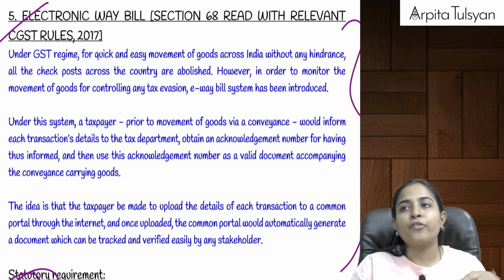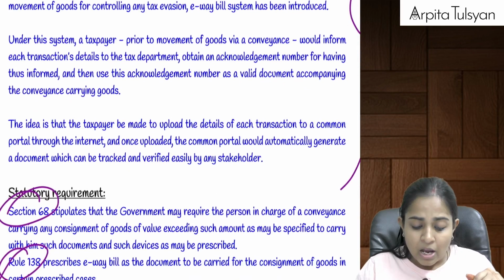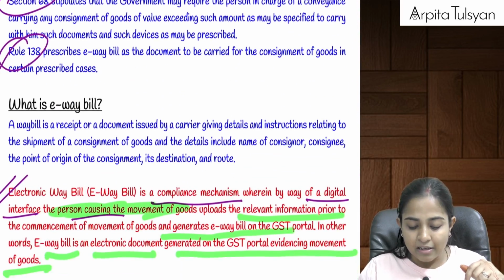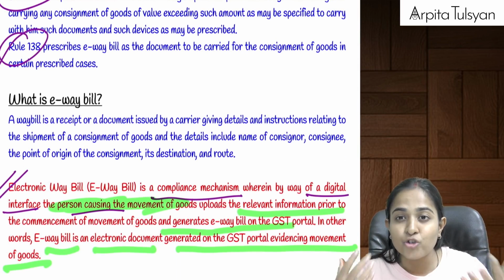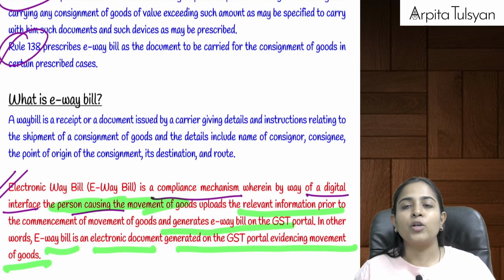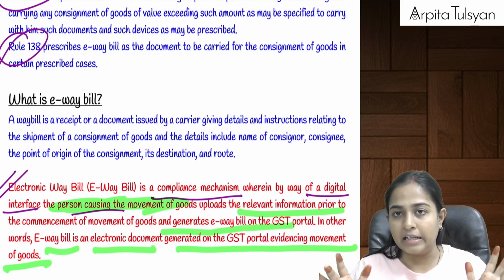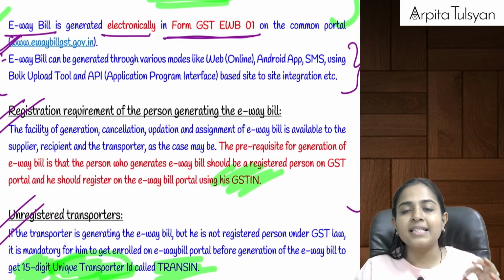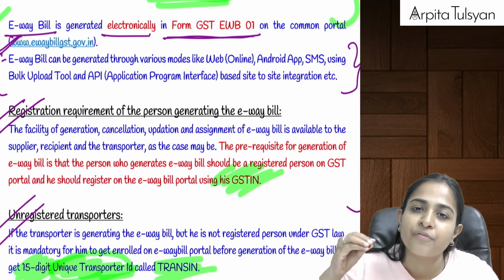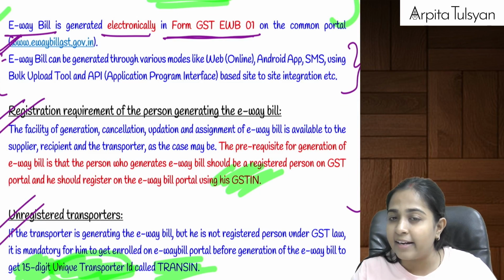Okay, now first of all, what is the meaning of e-way bill or what is the purpose of e-way bill? E-way bill is basically a document. It is a compliance mechanism which we are required to generate whenever there is a movement of goods from one place to another, and when your consignment value exceeds rupees 50,000. I am not telling interstate, nothing.